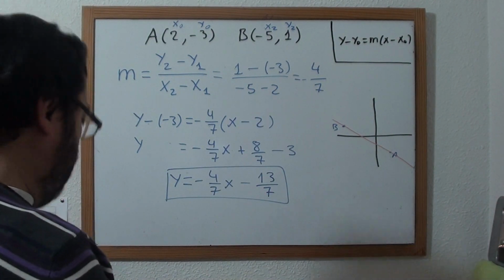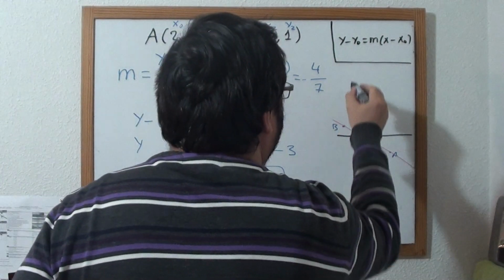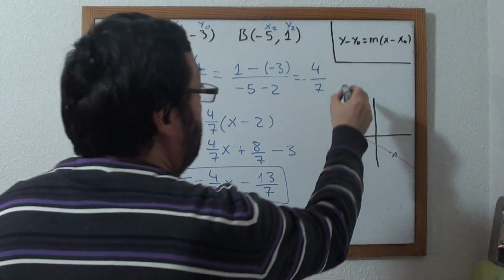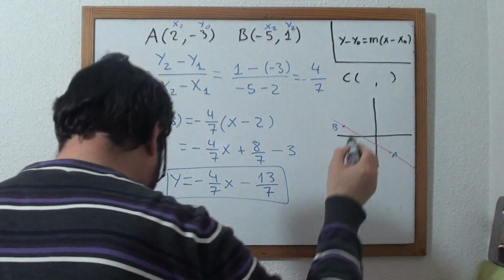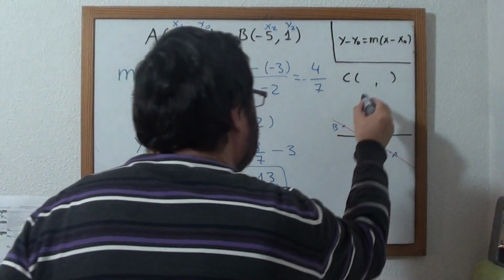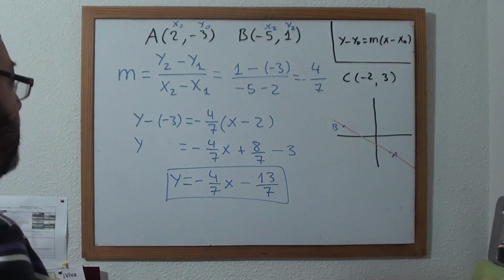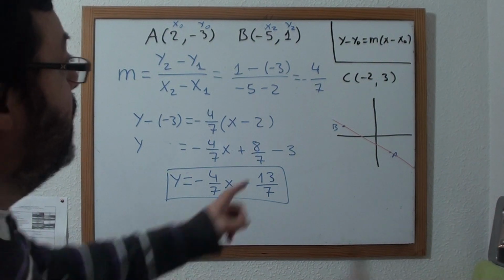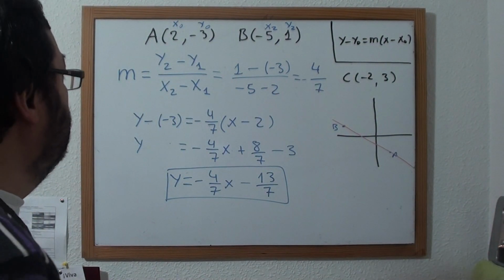Okay, we are going to go on with more calculations. We are going to find now the equation of a line parallel to this one going through point C. Point C is going to be (-2, 3). Coordinates -2 and 3. And now we are going to apply the same formula, the point slope formula.